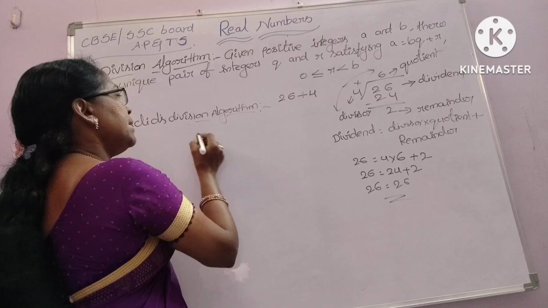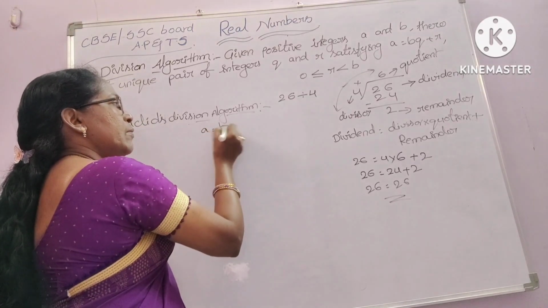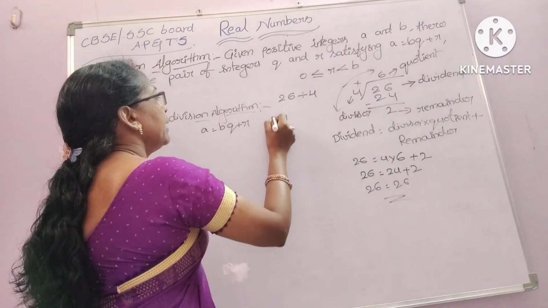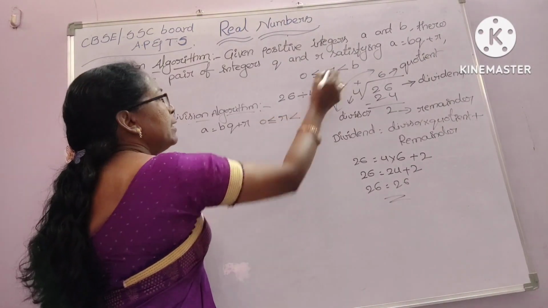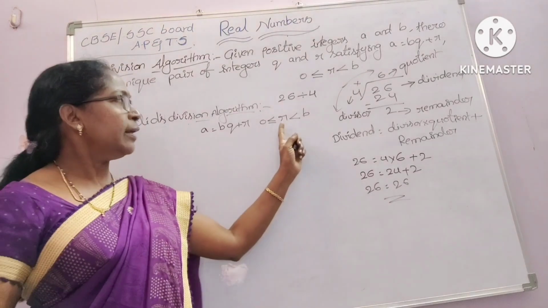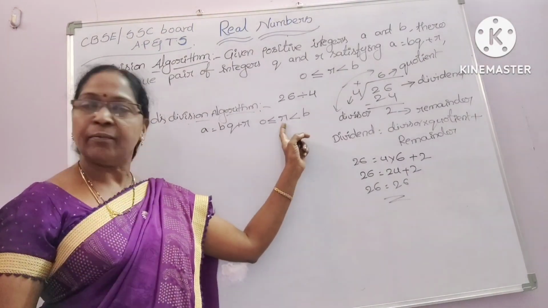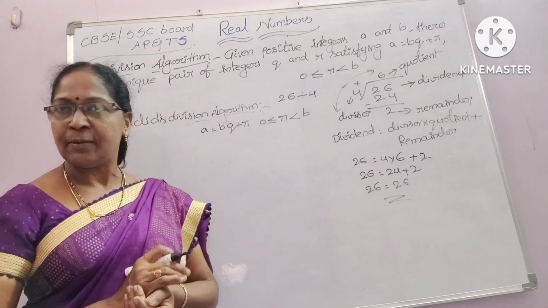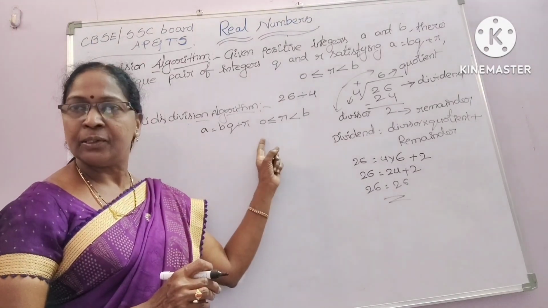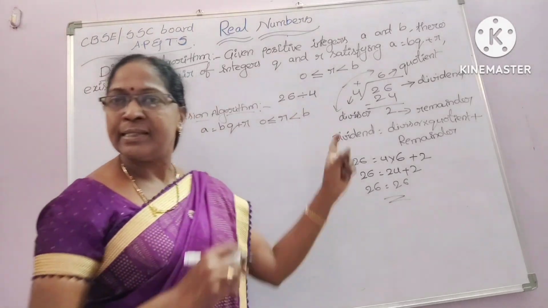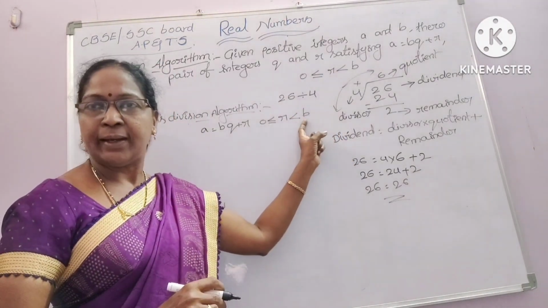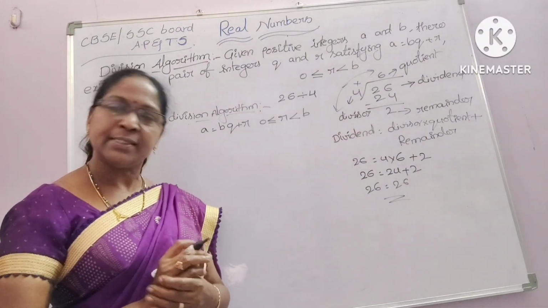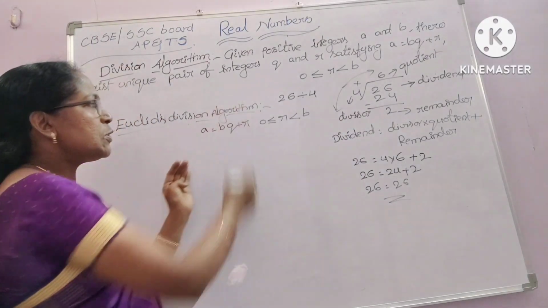So here, what is Euclid's division algorithm? a equals bq plus r. Here the condition is r is greater than or equal to 0 and less than b. R is the remainder value. This remainder value is always greater than or equal to 0. Sometimes we will get 0 and sometimes greater than 0. And one more condition is it is always less than b, where b is the divisor value. Always less than the divisor value only will we get at the place of remainder. Yes or not? Yes.